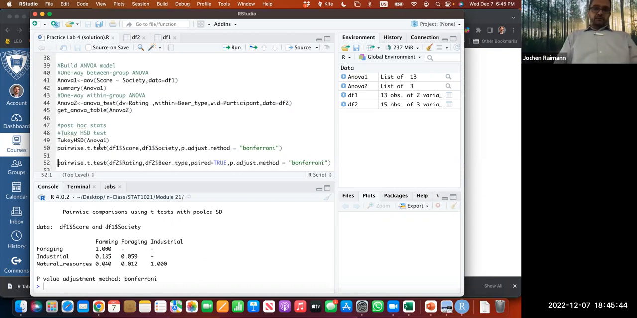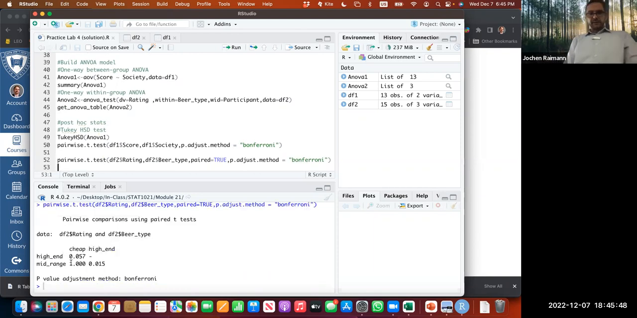The same you can do with a pairwise t-test when you have a within groups ANOVA, and this is the comparison between cheap, mid-range, high-end peers, so no difference between cheap and mid-range, borderline significant difference between cheap and high-end, but quite a difference between high-end and mid-range. That's the post hoc testing, and that's the respective p-value.